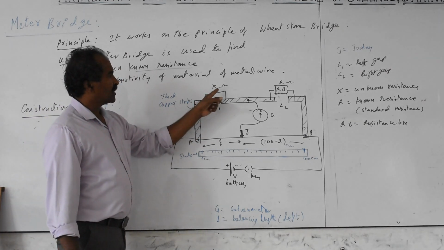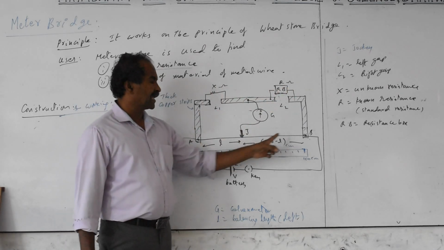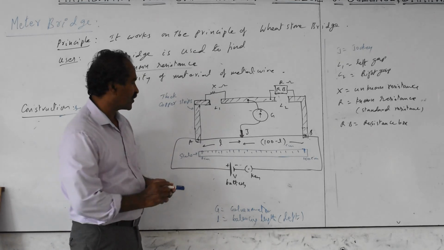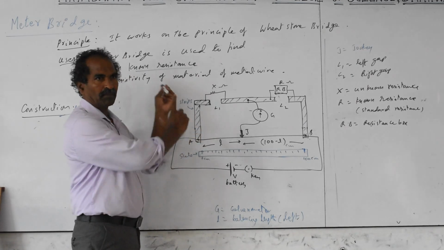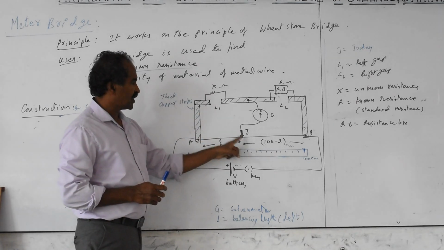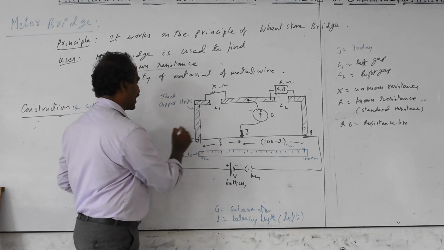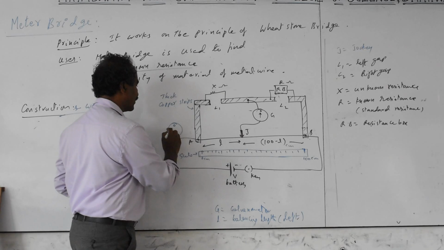We keep the unknown resistance in the left gap and the known resistance in the right gap, and the current or power supply between A and B. How to check the connection of the current? To check the connection, I touch the jockey to the left terminal A. When you connect the jockey to A, the galvanometer deflection should be completely to one side. The needle should be exactly to the left side.